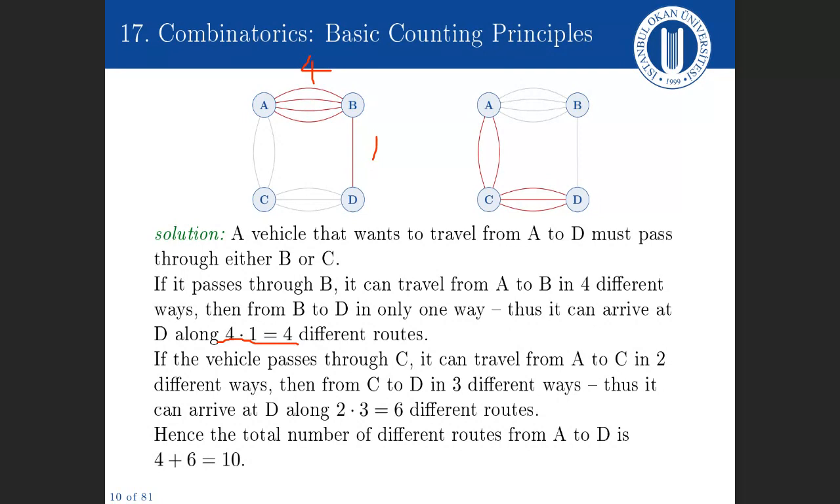Now let's do the other possibility. Let's suppose we go from A to C and then from C to D. Between A and C, there's 2 roads, and between C and D, there's 3 roads. We multiply these 2 numbers together. There's 6 different routes from A to D. And then add these together. 4 plus 6 gives us the answer. There's 10 different routes from A to D.